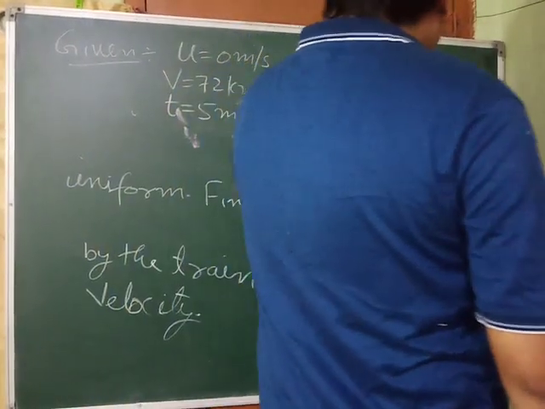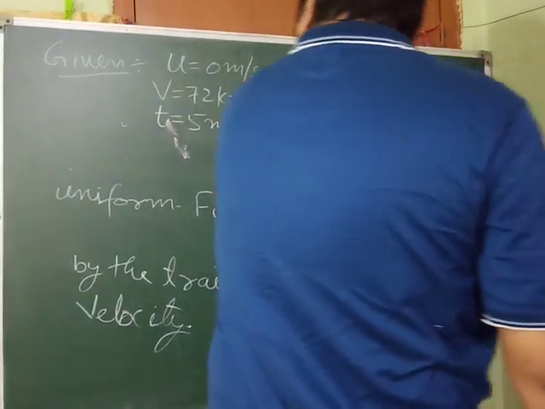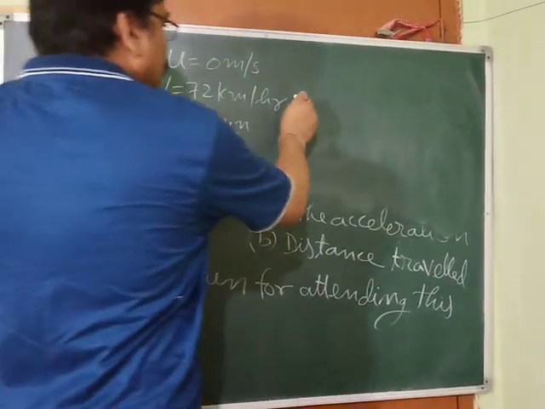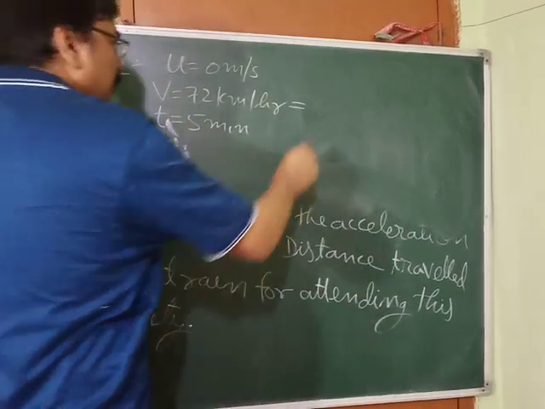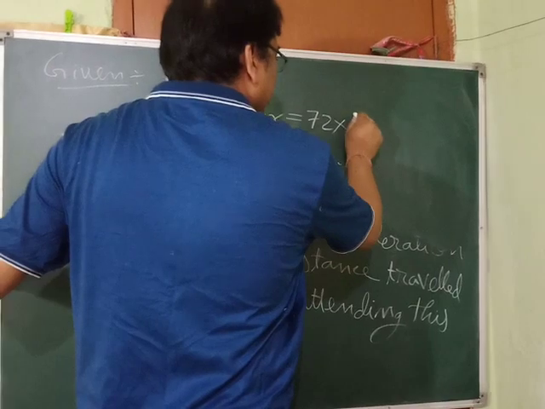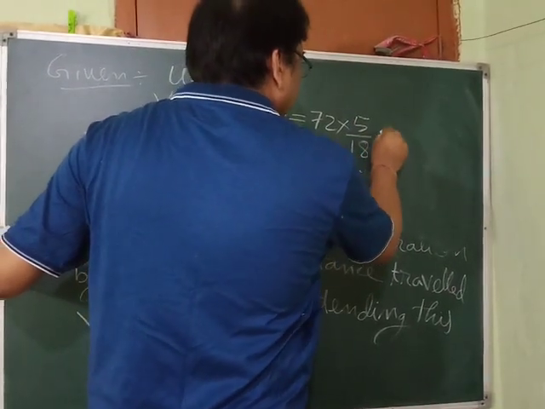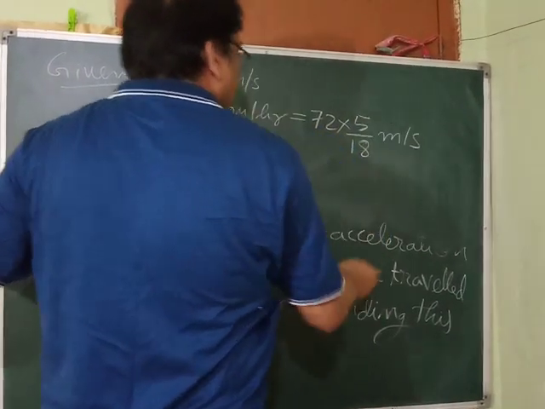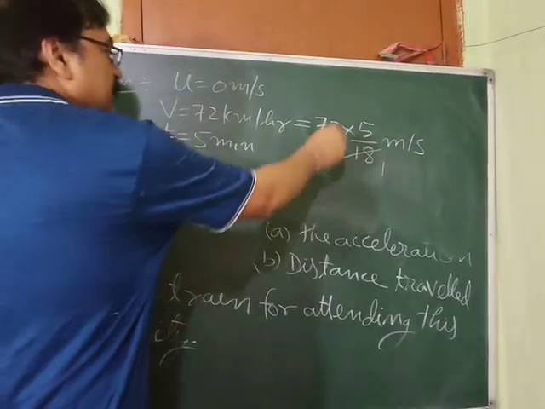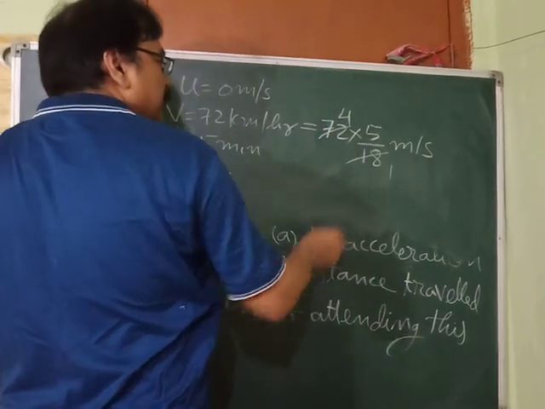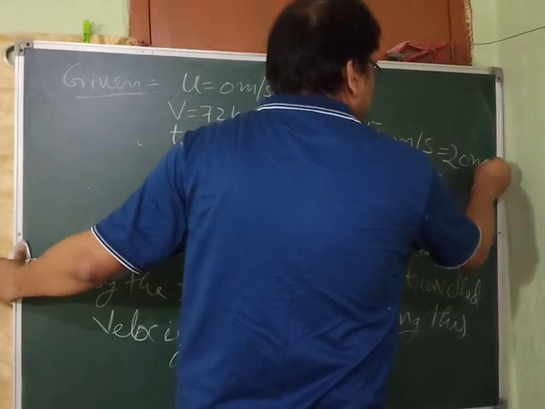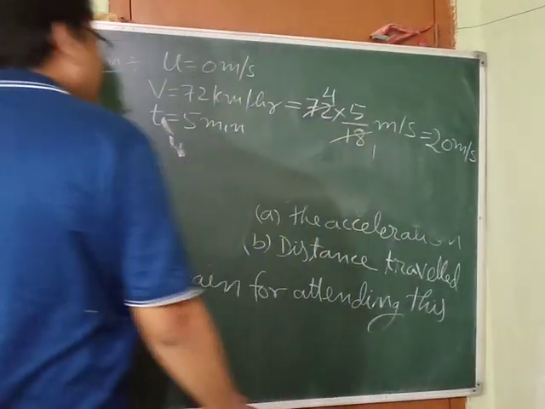We have to convert this 72 km per hour into meter per second. How can we convert into meter per second? Already I have told you. It is 72 into 5 by 18 meter per second. Now cancel by 18. 18 ones are 18, 18 fours are 72. So what you will get? 4 fives are 20. You will get 20 meter per second. That is your final velocity.